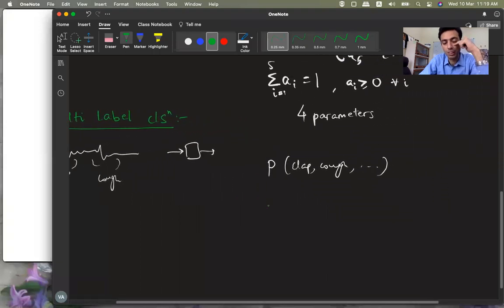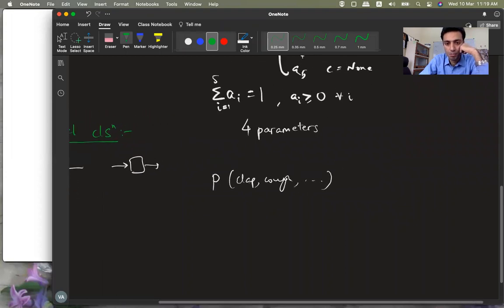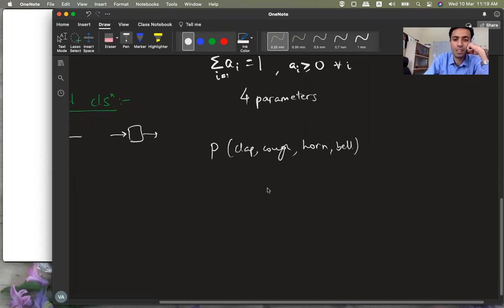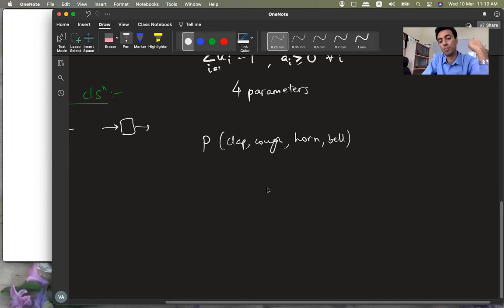Okay, let me ask one question. If I have 4 classes here: cuff, clap, horn, bell, then this distribution will have how many unknown parameters? How many unknown values will be there in this distribution?